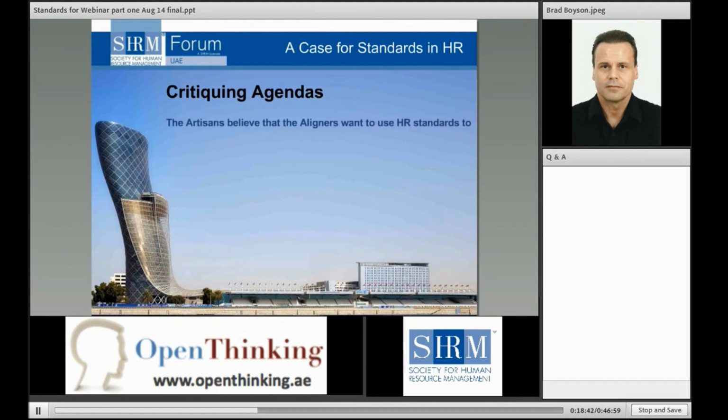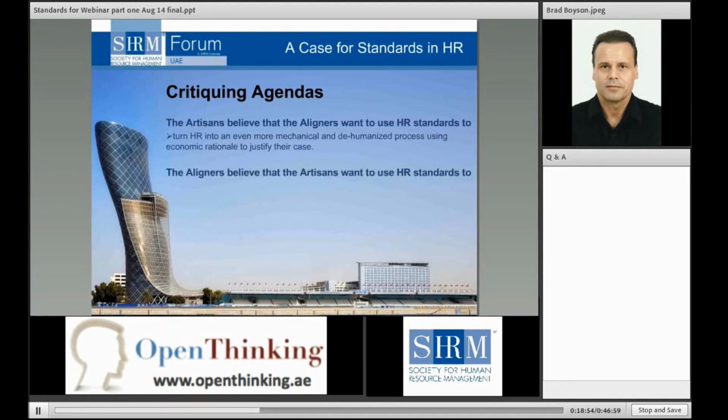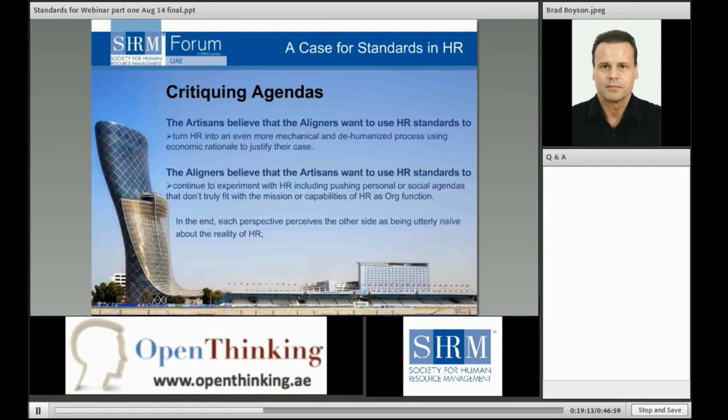So critiquing these two agendas, the artisans believe that the aligners want to use HR standards to turn HR into an even more mechanical and dehumanized process, using economic rationale to justify their case. In contrast, the aligners believe that the artisans want to use HR standards to continue to experiment with HR, including pushing personal or social agendas that don't truly fit with either the mission or the capabilities of HR as an organizational function. And in the end, each perspective perceives the other side as being utterly naive. And that's something I've seen so much. The other side has seemed to be so naive and ignorant about the realities of HR. And what I also see is that proving the other perspective wrong starts to become the modus operandi to prove that they are, of course, correct.